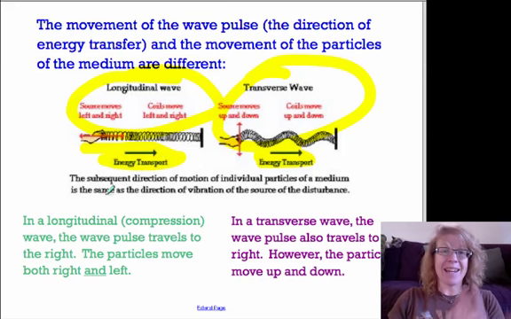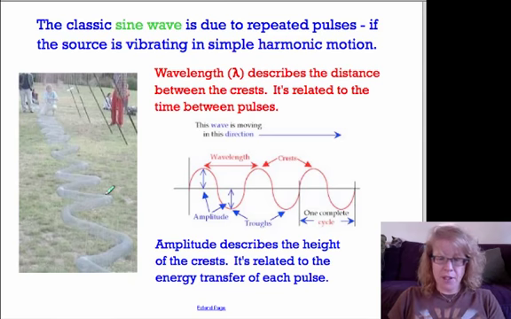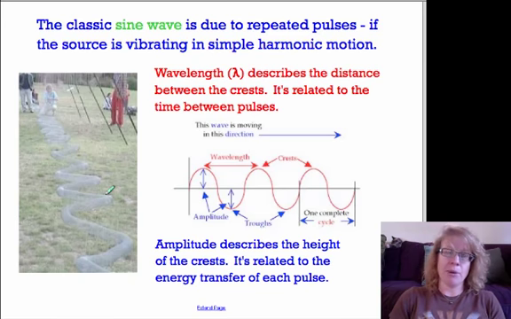So let's talk about how to characterize the different sizes and shapes of waves that we have. First of all, typically we talk about waves in a sine wave kind of pattern. A sine wave is due to not just one wave pulse, but repeated wave pulses. And if those wave pulses happen at regular time intervals, that's simple harmonic motion. So basically a sine wave is a type of wave that's the result of matter vibrating in simple harmonic motion.